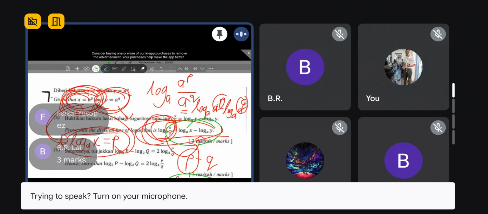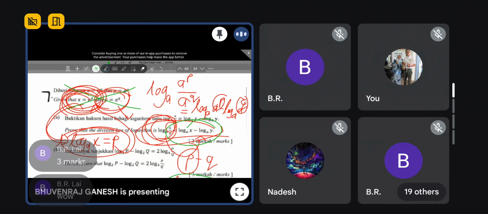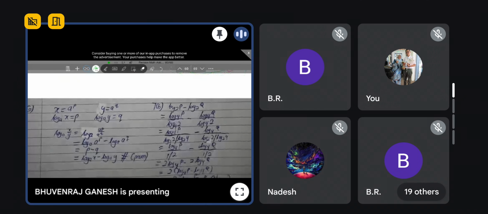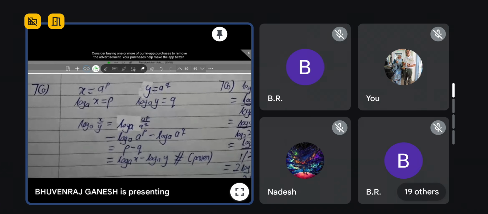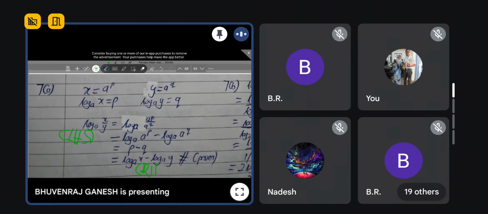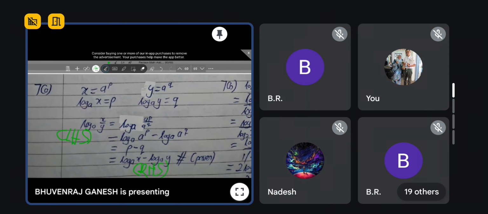Kalau soalan strict, they won't give you this information. Kamu kena reka. You have to create a situation, then only you prove this law. So you must memorize this one lah. Lebih baik kamu hafal. So this is the method, if anyone wants to refer. It's basically you start from the left hand side, you go to the right hand side, RHS. So yeah, this is 7A.